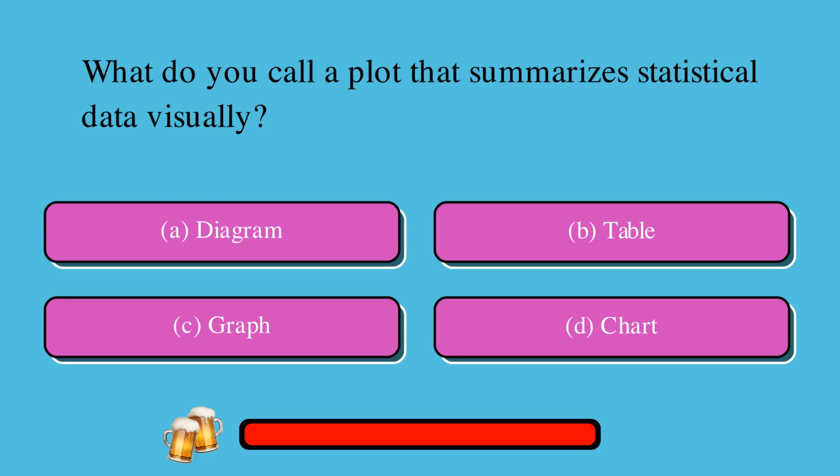What do you call a plot that summarizes statistical data visually? A. Diagram, or B. Table, or C. Graph, or D. Chart. The correct answer is C. Graph.